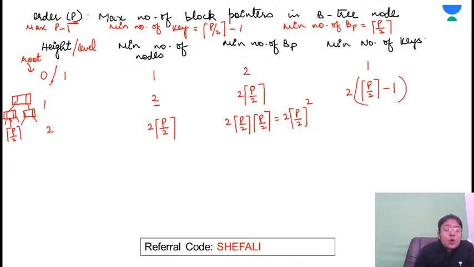So these many block pointers are there with height 2. What will be the minimum number of keys? In one node, minimum number of keys are p by 2 minus 1. And how many nodes are there? But the number of nodes at this height are 2 into p by 2.